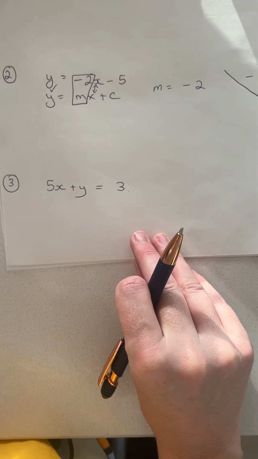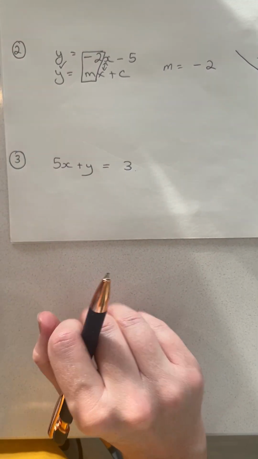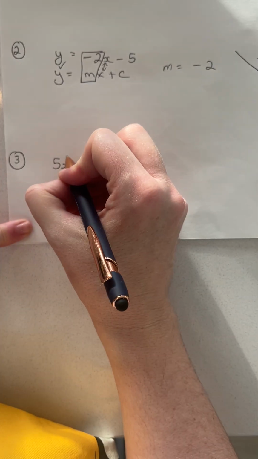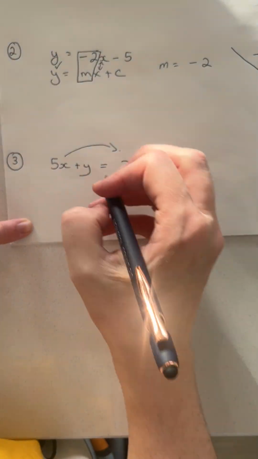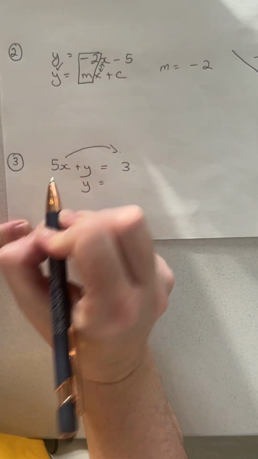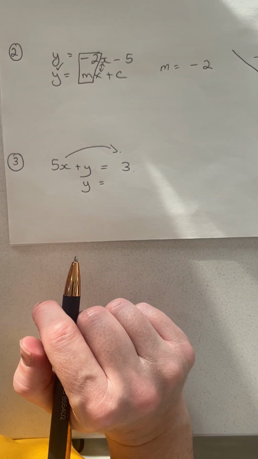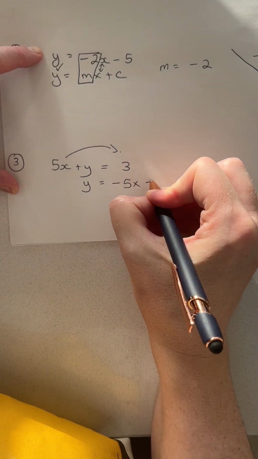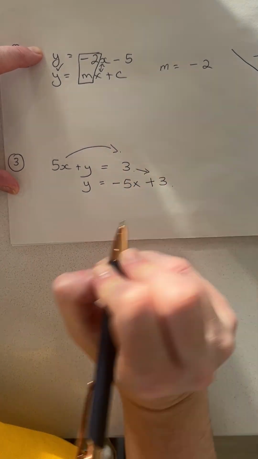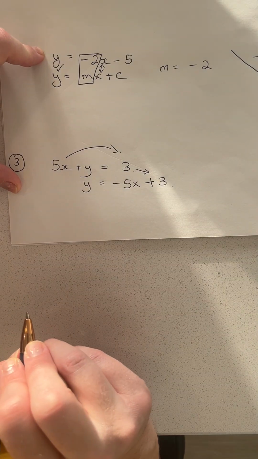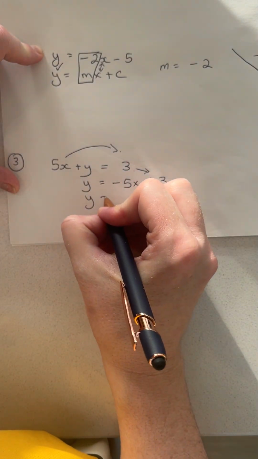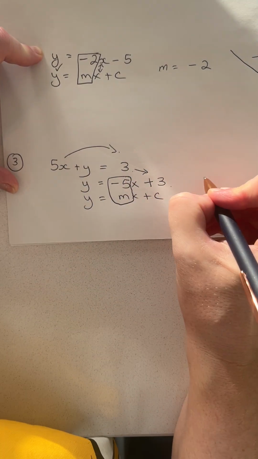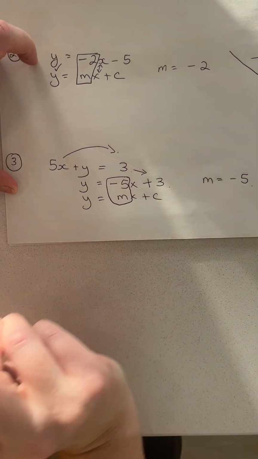And last one here, is the y completely on its own? No, it's not. So I'm going to have to use my algebra to move things around first. I'm going to bring the 5x over. It's a plus 5x, so it goes over and becomes a minus 5x. And the 3 stays where it is, so it's staying as a plus 3. Now the y is completely on its own. I can pick out it has a slope of -5.